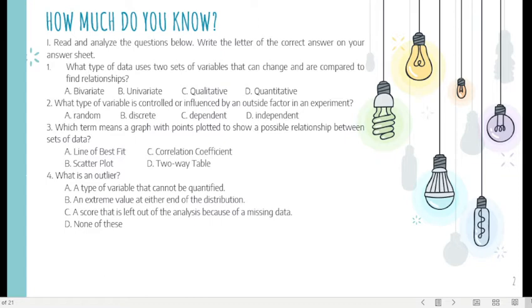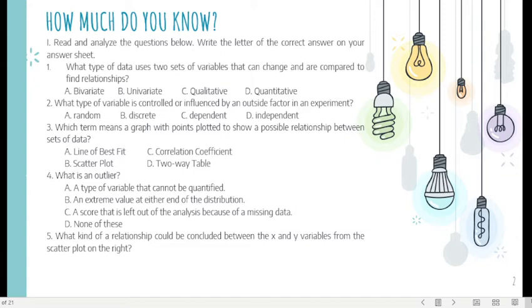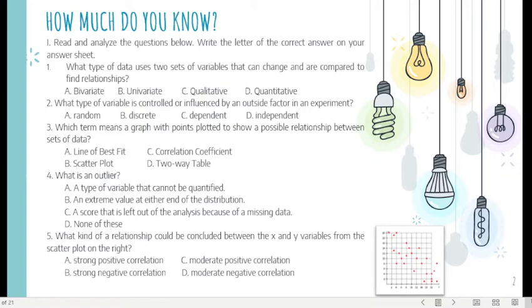And for the last question of the first part: What kind of relationship could be concluded between the x and y variables from the scatter plot on the right? So you have there our scatter plot on the right. A. Strong positive correlation. B. Strong negative correlation. C. Moderate positive correlation. And D. Moderate negative correlation.